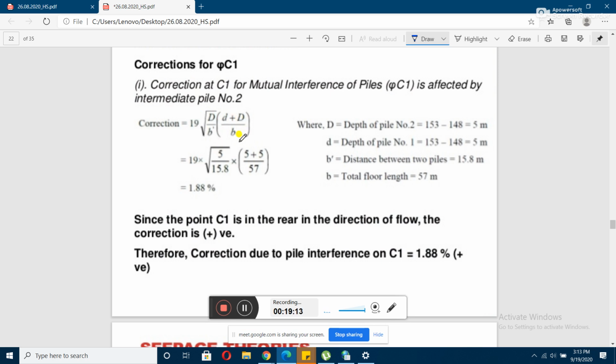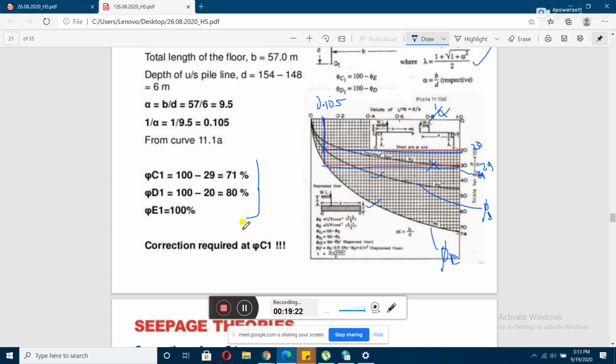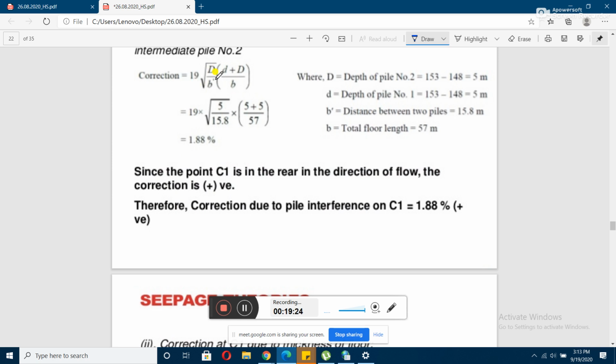Small b is the total floor length, and that is given as 57. You can see from the figure itself, it is 57. So accordingly you can find out the correction value, that is 1.88%. That is the correction value.